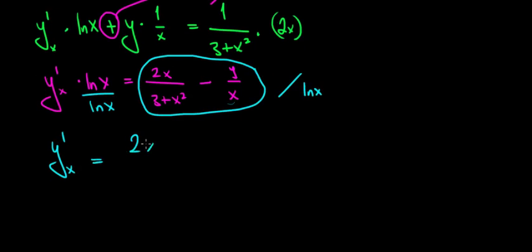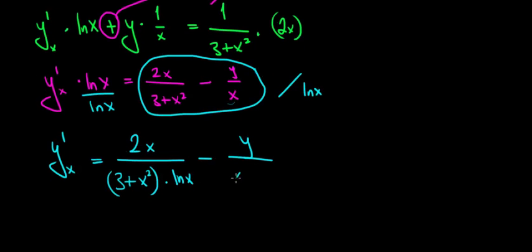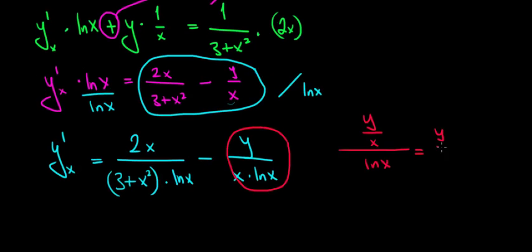So we would have 2x divided by 3 plus x squared times ln x minus y divided by x times ln x. And just to clear up any confusion, in case you're wondering how can we divide but then we're saying that we're multiplying, well, this is what's happening behind the scenes. Let's take this term, for instance. We have y over x divided by ln of x. Well, that's just y over x multiplied with the inverse, multiplied with 1 over ln of x, which is the same as y over x times ln of x. That's where it's coming from. So when we have two divisions, it's the same as dividing by their product.